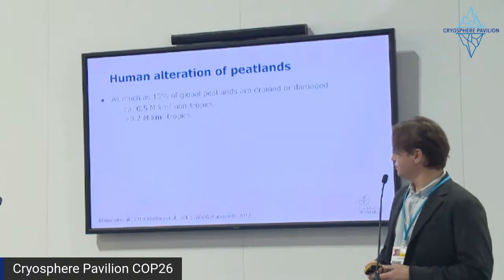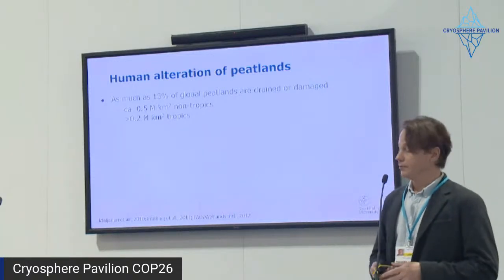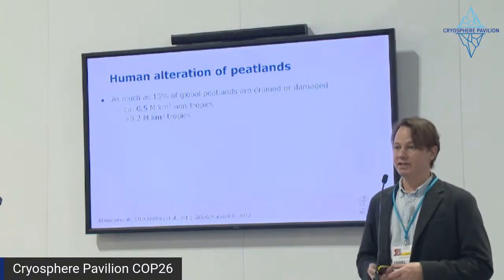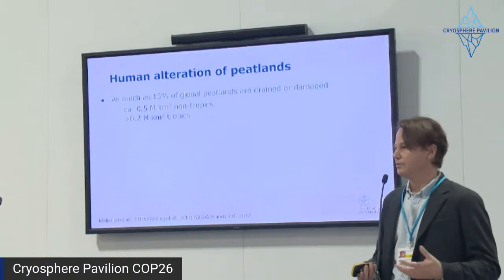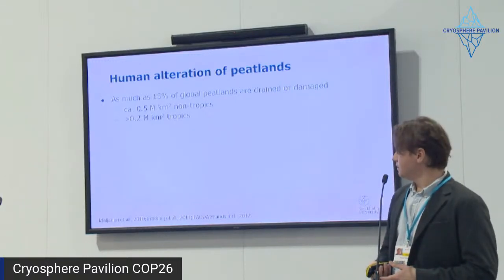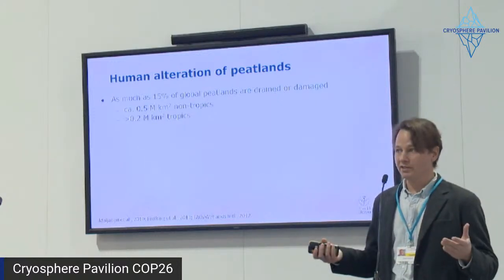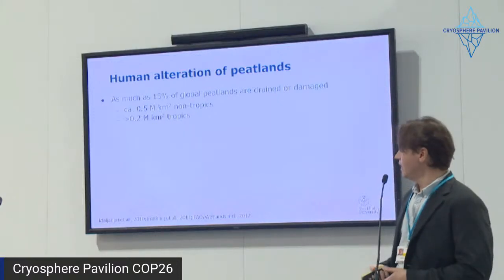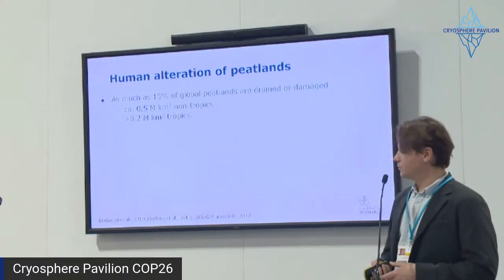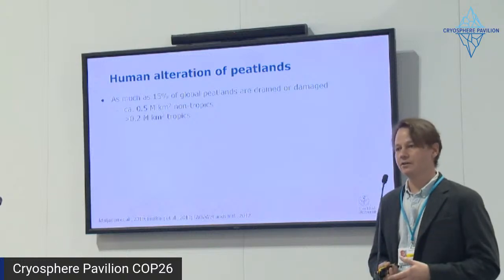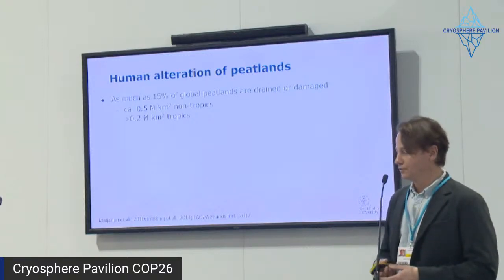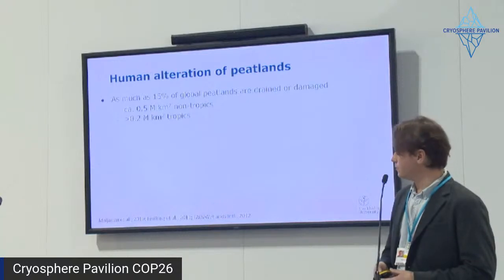And as much as 15% of global peatlands, this is global now, not northern, are drained or damaged by direct human intervention. So the water level has been drained or the surface has been damaged in some way. They are hydrologically damaged. This amounts to roughly 500,000 square kilometers in the non-tropics, so that's northern and southern peatlands, and more than 0.2 million square kilometers in the tropics. Tropical peatlands and northern peatlands are very different in the dynamics and how much greenhouse gas emissions you get from them after disturbances, of course. So they're usually divided and treated separately.